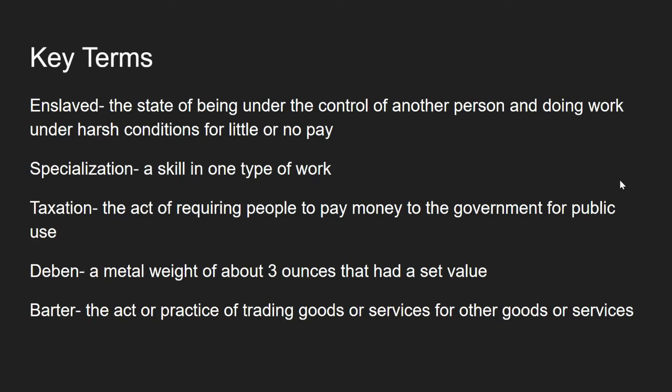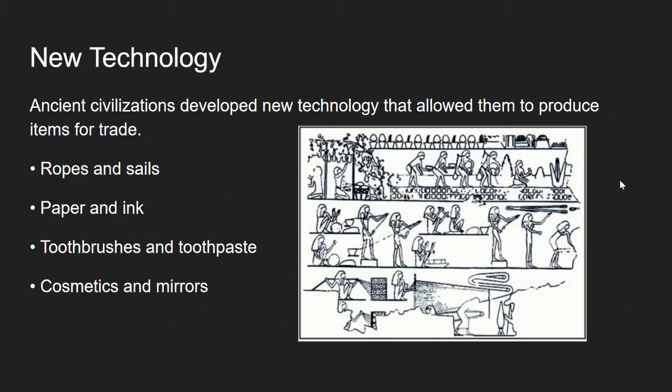Key terms are enslaved, which is the state of being under the control of another person and doing work under harsh conditions for little or no pay. Specialization, which is a skill in one type of work. Taxation, which is the act of requiring people to pay money to the government for public use. Deben, which is a metal weight of about 3 ounces that had a set value. And barter, which is the act or practice of trading goods or services for other goods or services.